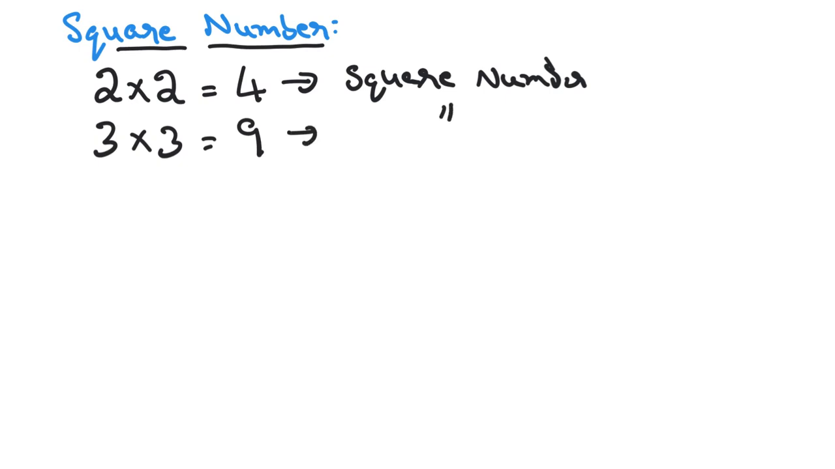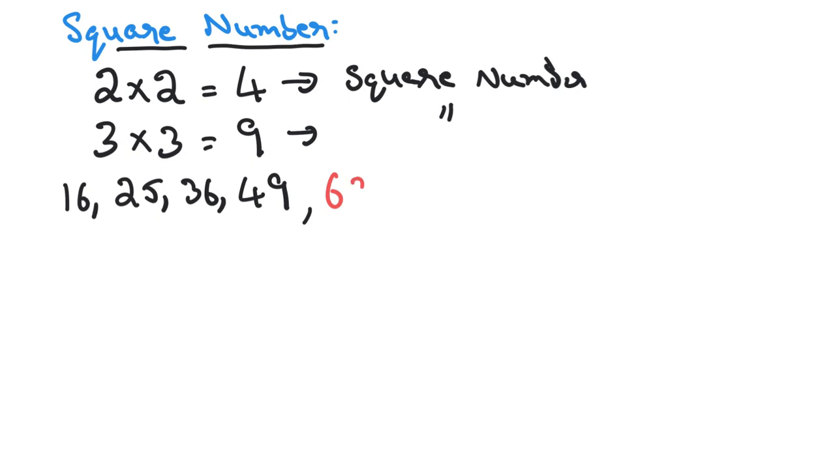So can you list a few square numbers? What about 16? Is it a square number? 4 times 4, it is 16. So 16 is a square number. Fine. 25. 5 times 5 is 25. So 25 is a square number. Go on. 36. Good. 36 is 6 times 6. What about 49? Is it a square number? Yes. 7 times 7. 49.